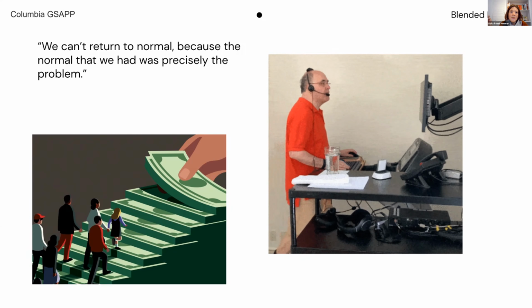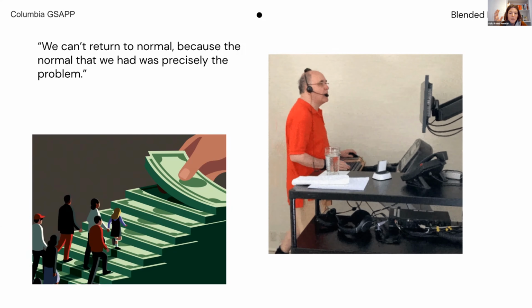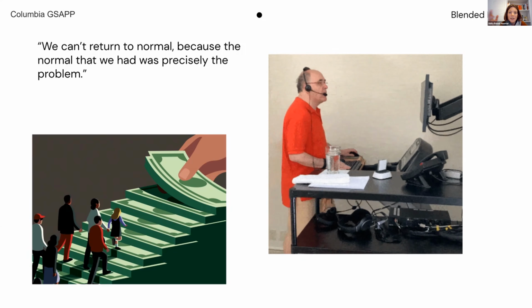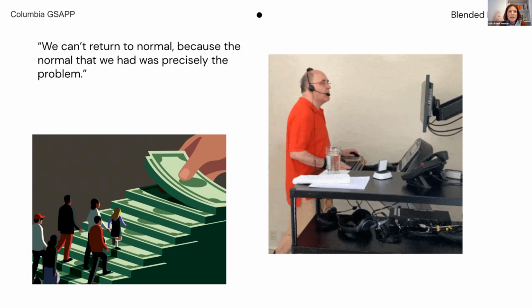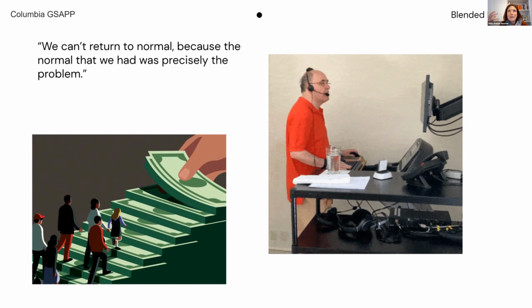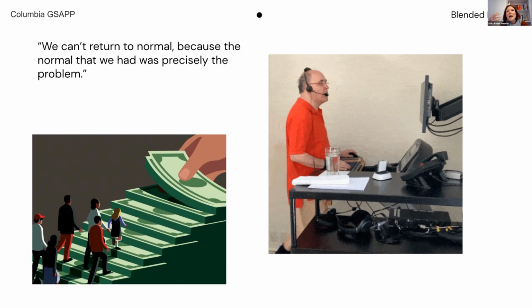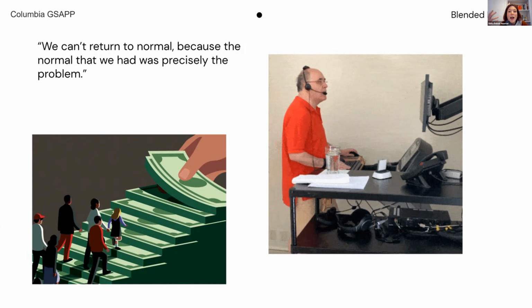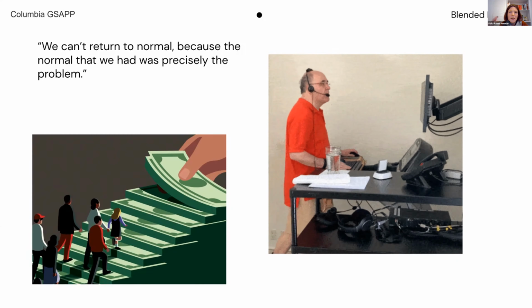So in that spirit, I'm not even trying to necessarily defend universal basic income here. It could be a different mode, but I do think that the idea that was scribbled onto a Hong Kong subway a few months ago, we can't return to normal because the normal that we had was precisely the problem, sounds kind of negative, but to me it's an optimistic quote. It's the idea of, well, we have to reinvent our practice. We have to reinvent our financial systems. We have to reinvent how architecture plays a role within these systems.